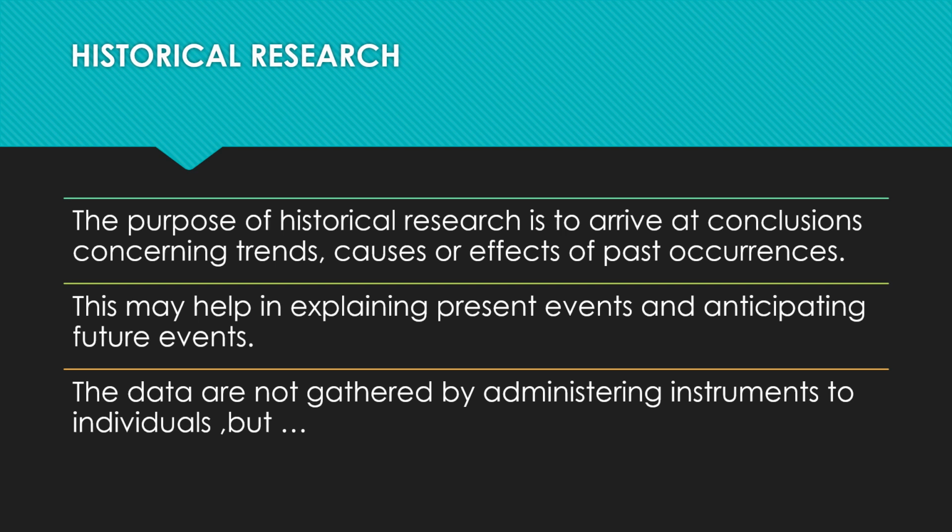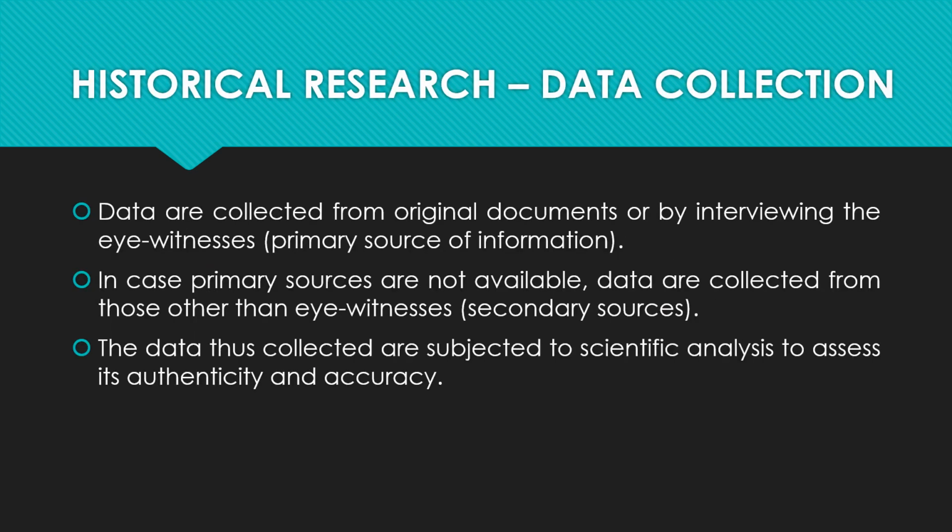The data are not gathered by administering instruments to individuals, but are collected from original documents or by interviewing the eyewitness. So we can collect data by interviewing the first-hand story. This is the primary source of information. And if we do not have the primary sources, we can collect from other than the eyewitness. This is a secondary source. Then the data that we have collected are subjected to scientific analysis to assess their authenticity and accuracy.